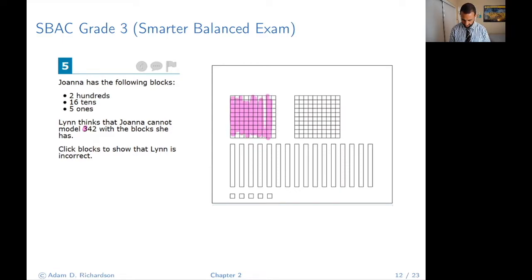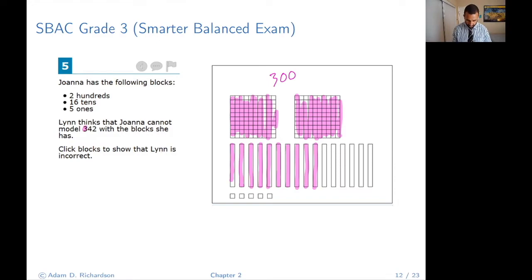There's this 100 here, one flat. Another flat gives us 200, and then we can highlight 10 tens, because 10 tens is 100. 10 longs, 1, 2, 3, 4, 5, 6, 7, 8, 9, 10. There's the quantity 300. I've now highlighted the quantity 300 in pink, right there.